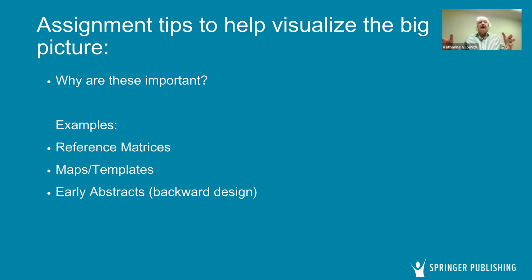of their project. And more than that, though, a good speller can take all those elements and put them together in a meaningful way to spell the word so it conveys something to other people. And same with the project. Students need to be able to put all the pieces together in a meaningful way. So we're going to talk about 3 assignments that help with this visualization: reference matrices, maps and templates, and early abstracts. So next slide, please.